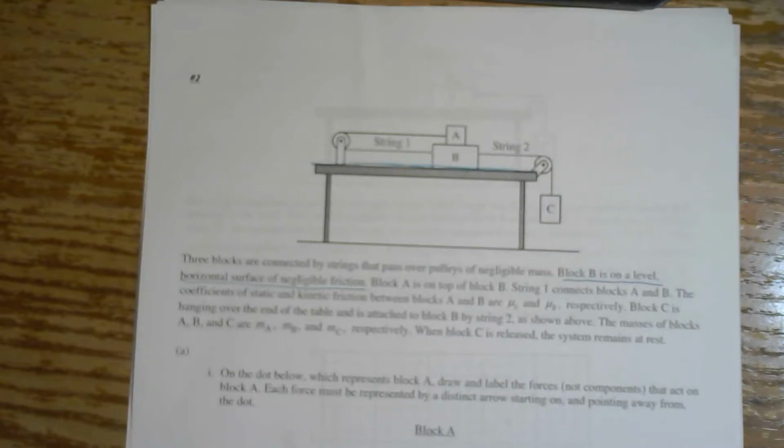So on this question, we've got a system of blocks, pulleys, and a frictionless table. That's really important: it's on a level horizontal surface of negligible friction, and there is some friction between blocks A and B, as stated in the problem statement. So for the first question, what we want to do is draw free body diagrams. Once again, free body diagrams, you'll see them once, you'll see them forever again.